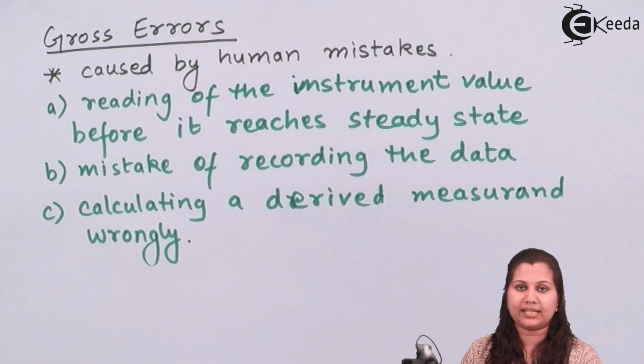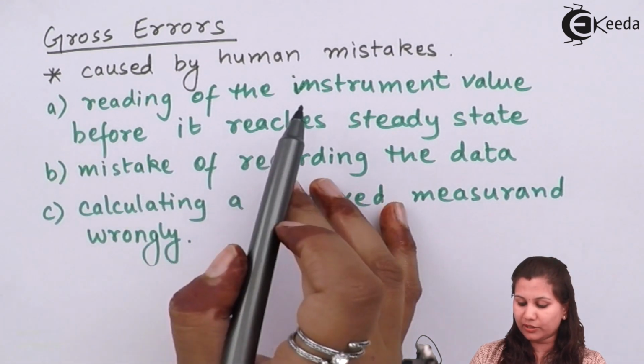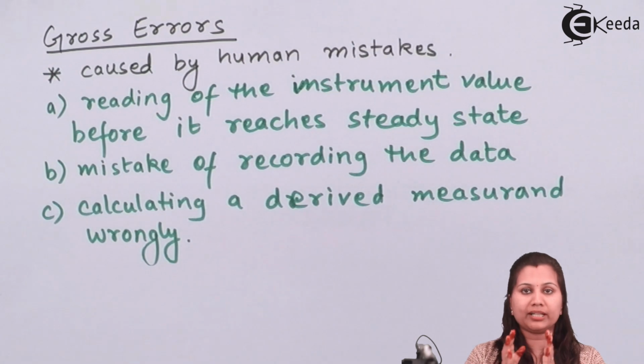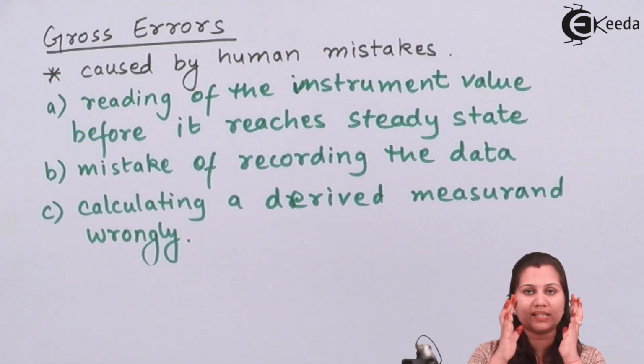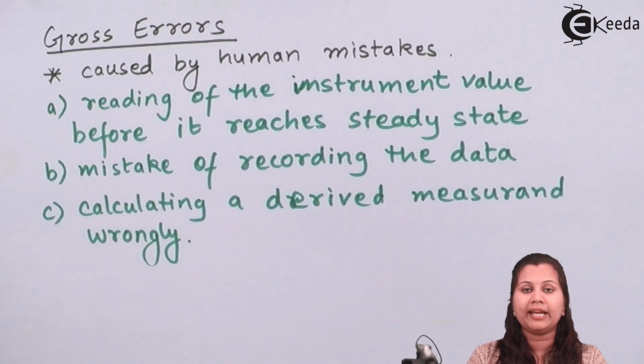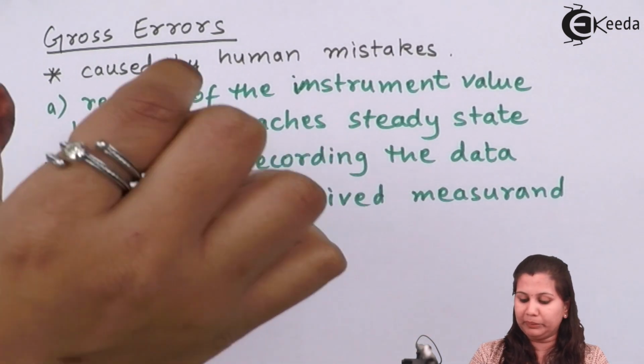So these human mistakes can occur if the observer is reading the instrument value before the instrument has reached its steady state. So whenever we are measuring any quantity, first we will have to wait until the instrument comes to its steady state, and only then we take the reading from the instrument. If the pointer in the instrument is still moving and the observer has taken the reading before it has come to the steady state, the error which is occurring due to it will be the gross error.